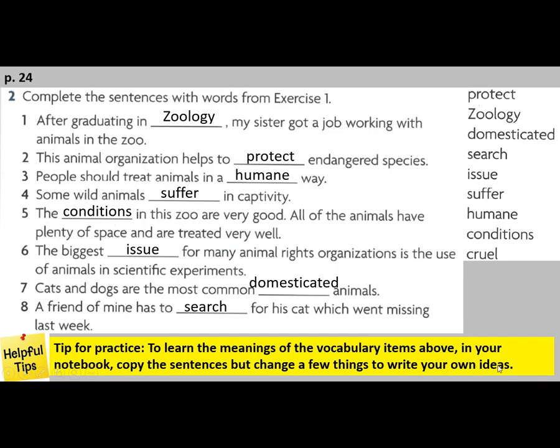To make your own ideas. When you make your own sentences and use your own ideas, you can learn these vocabulary items more easily. In the next listening, you will hear some of these, or maybe all of these words.